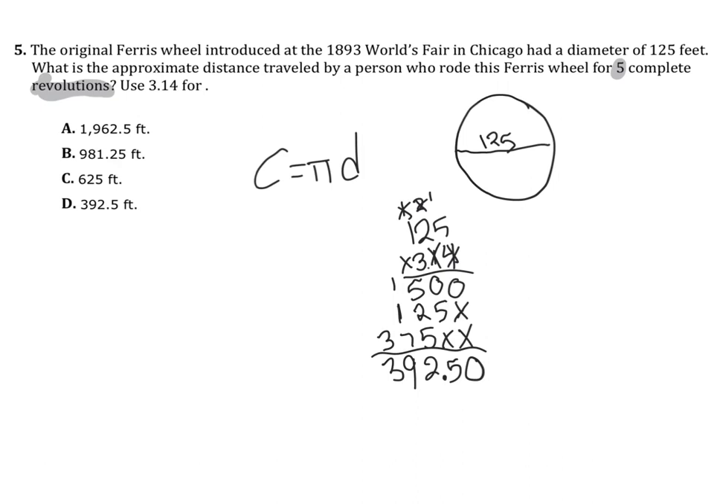Now that answer is there, but it is not correct. Okay, that's another tricky answer. This other thing up here, this 5 complete revolutions, that's 5 times around the circle. So that means we have to multiply this number by 5. So let's go ahead and get rid of that answer. Now we have to multiply by 5.